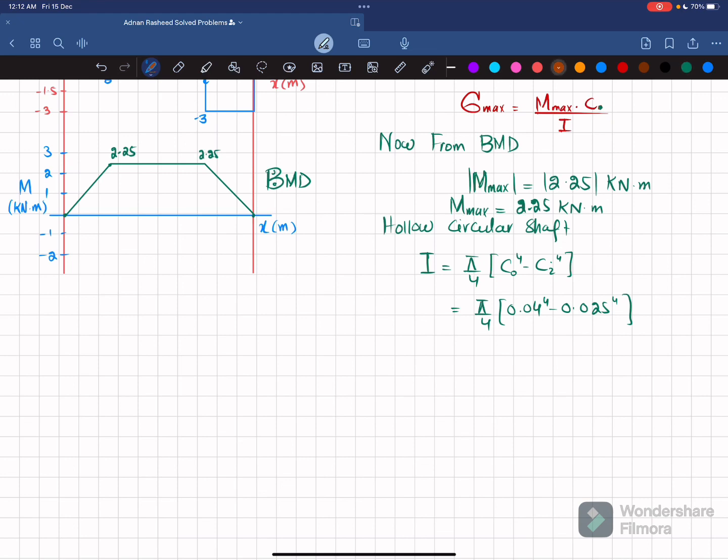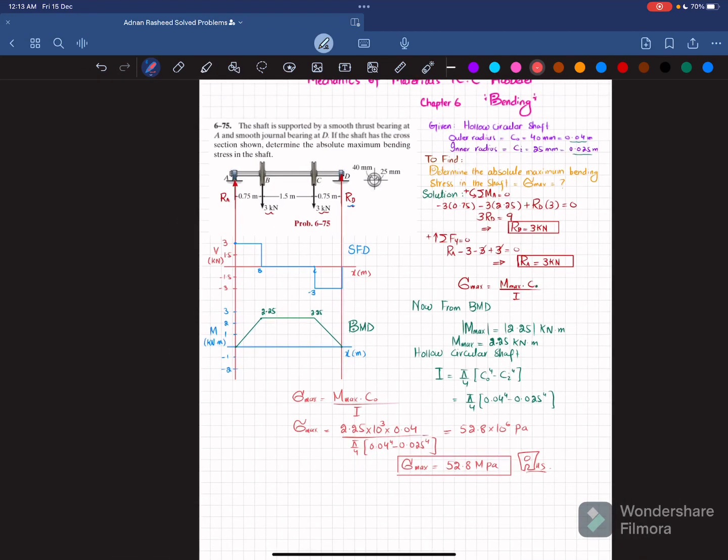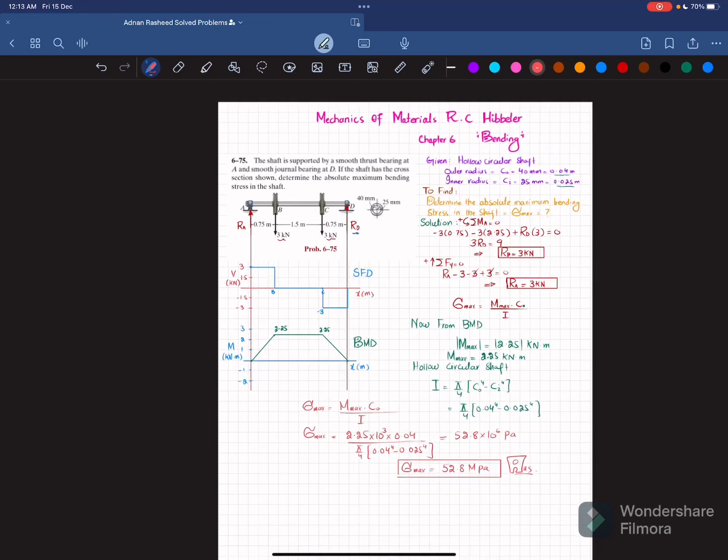So now you have all the values, so you can just put them in this formula: maximum bending stress is equal to maximum bending moment times c outer divided by I. So the maximum bending moment is 2.25 kilonewton meter, so 2.25 into 10 to the power 3 newton meter, and c outer is 0.04, divided by I, which is pi by 4 into 0.04 power 4 minus 0.025 power 4. When you calculate it, you will get 52.8 into 10 to the power 6 Pascal. And when you convert it into megapascal, the maximum bending stress will be equal to 52.8 megapascal, which is the answer of this question. So the maximum bending stress for the loading on the hollow circular shaft is 52.8 megapascal.